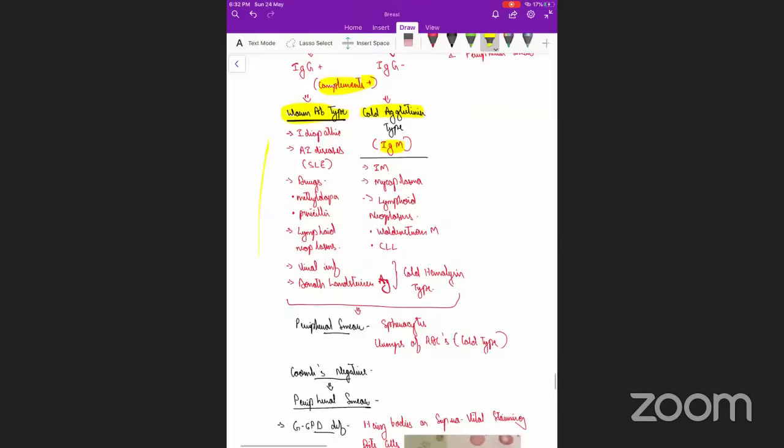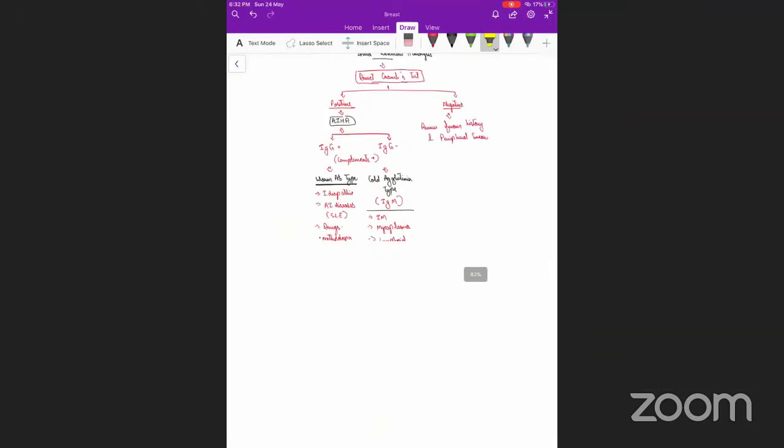Peripheral smear will again show spherocytes. Which is the most common cause of spherocytes in the peripheral smear? Anyone? Yes, it is not hereditary spherocytosis, it is autoimmune hemolytic anemia. This is the most common cause of spherocytes in the peripheral smear. And in the cold agglutinin type, you can find clumps of RBCs as well.